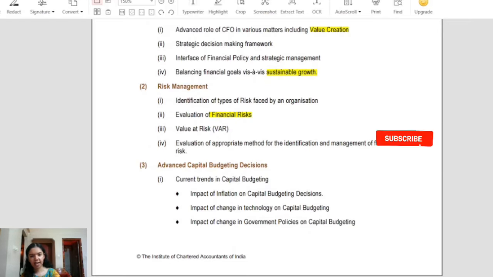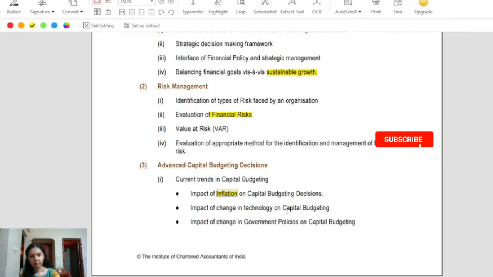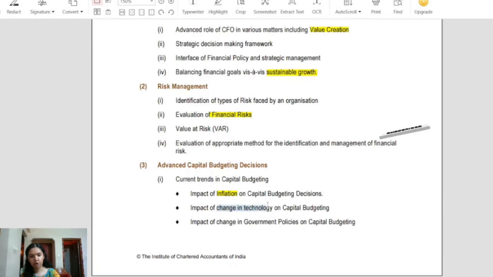Now we'll go ahead with the next chapter, chapter number 3, which is advanced capital budgeting. This chapter deals with advanced capital budgeting, which is built on the basic concepts of financial management, which we had learnt in the intermediate level. So in real business situations, several practical factors like inflation, technological changes, government policy, these all affect the investment decisions. So these topics are important here. Inflation, and then impact of change in technology, and then changes in the government policies.